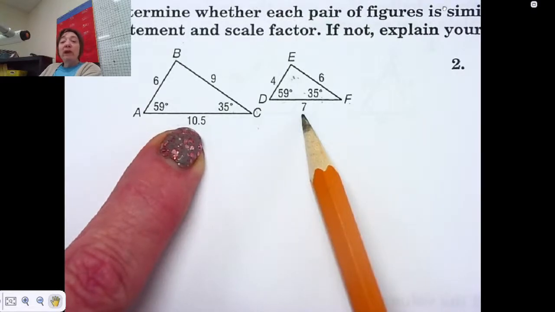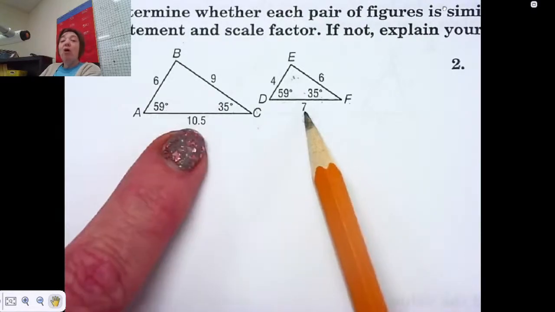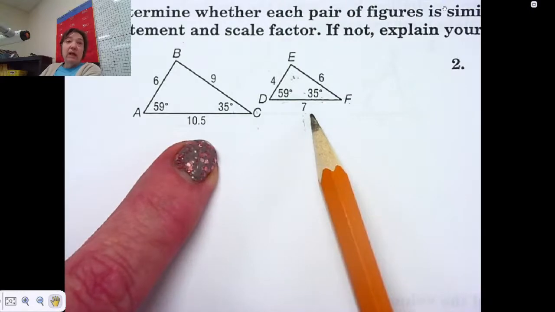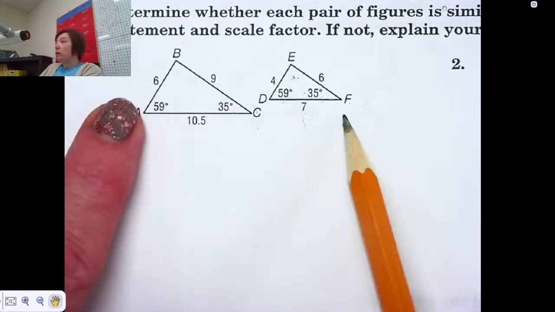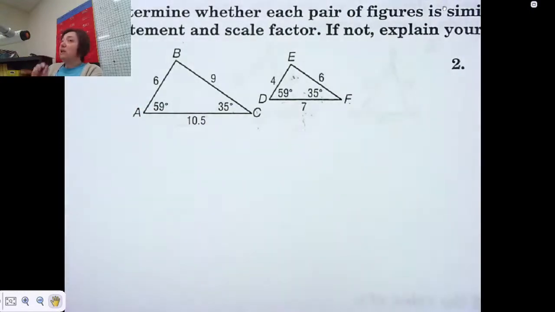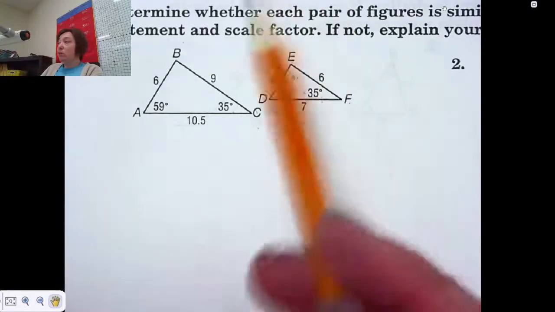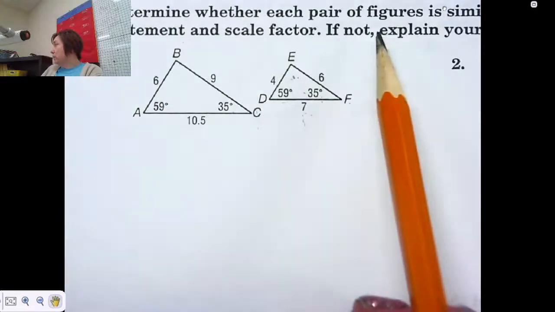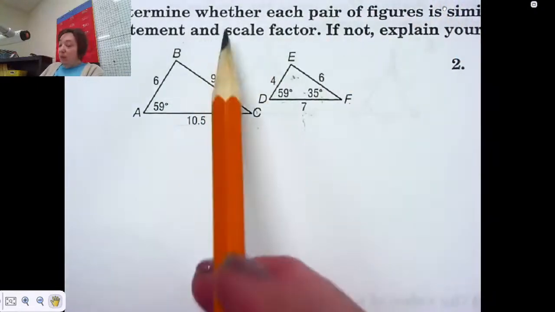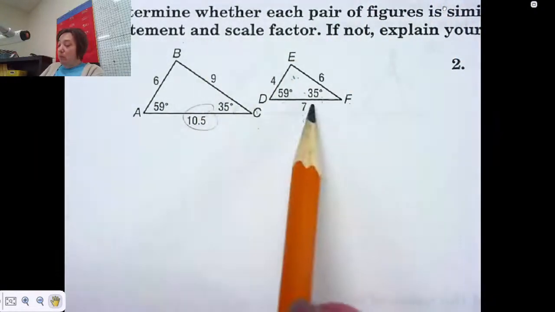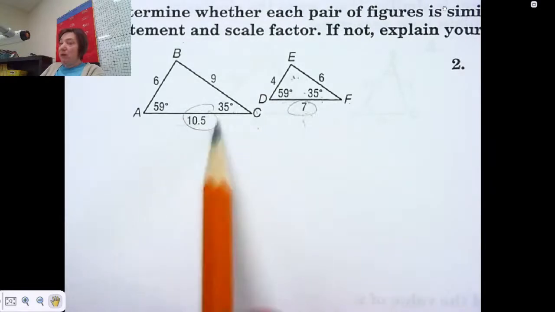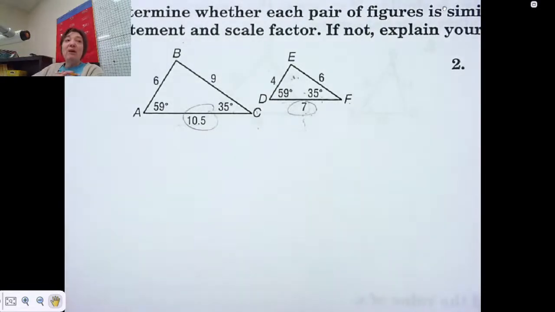Now, what we do have to do is determine, are these similar or not? And to figure out if these are similar or not, we have to determine what their scale factor is. Now, scale factor is the number you would multiply one shape by to get the other shape. We could do that by doing this shape divided by that shape or that shape divided by this shape. It doesn't make any difference. I personally like to do the big number divided by the little number. I just think it makes more sense, right?